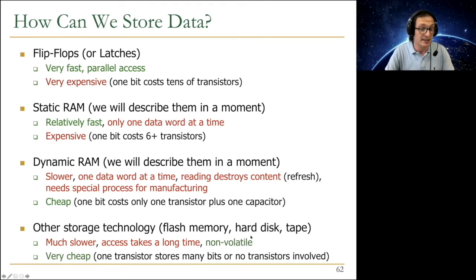And in some technologies, there are no transistors involved because they are magnetic storage, for example. We're not going to go into that, but this is clearly fascinating. If you're interested in all of this, I would recommend you take the master's level computer architecture course, which goes into memory in much more detail. Okay, but these are the storage elements, essentially.